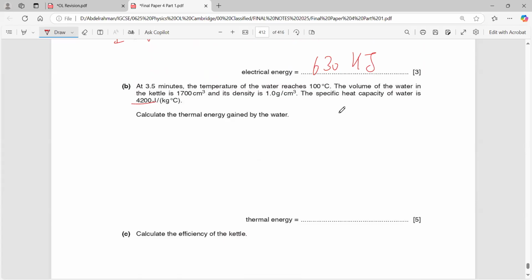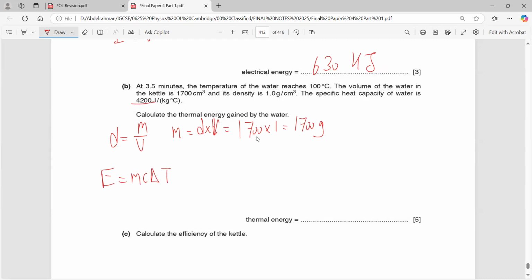mc delta T. Mr., we don't have the mass. Do you have the mass? No, we have the volume and we have the density. Can I find the mass? Yes. Density equals mass over volume, so mass equals density times volume. Density is 1 gram per centimeter cube, so the mass is 1700 grams. E equals mc delta T.